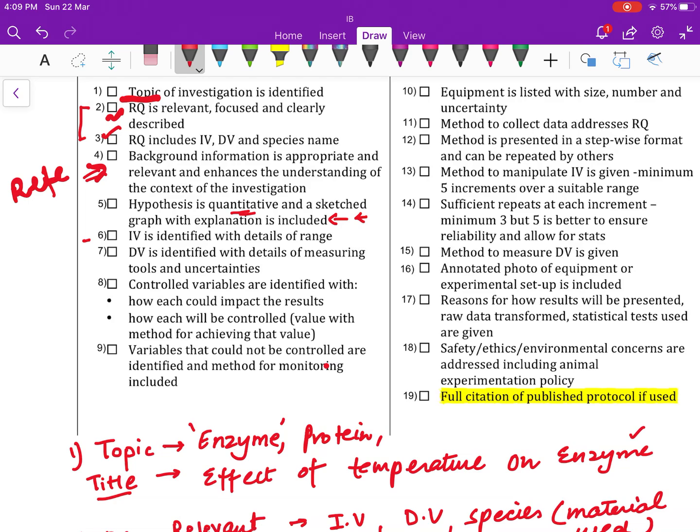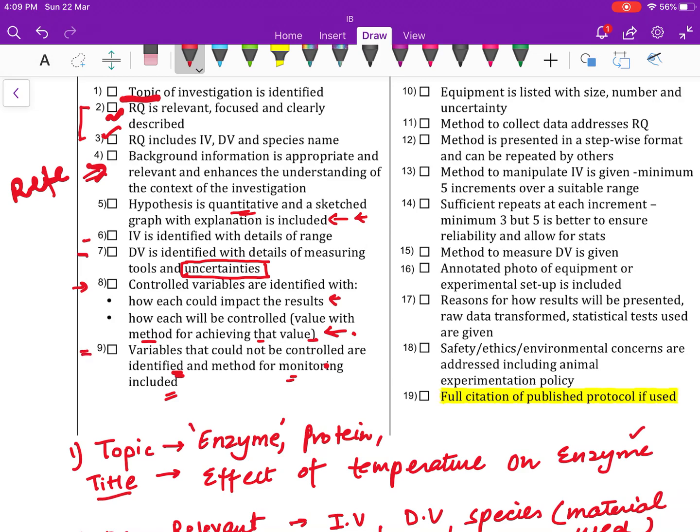All right, so DV detail with uncertainty is written here. Hardly any of you have given the unit with uncertainty in the dependent variable. So please use this checklist given to you. Control variable: identify each control, how it impacts the result, how each will be controlled, with the value and method for achieving that value clearly mentioned. Variables that could not be controlled are identified and a method for monitoring included.